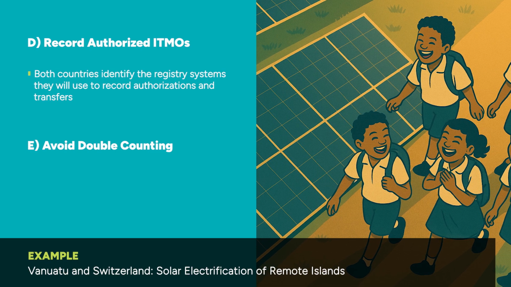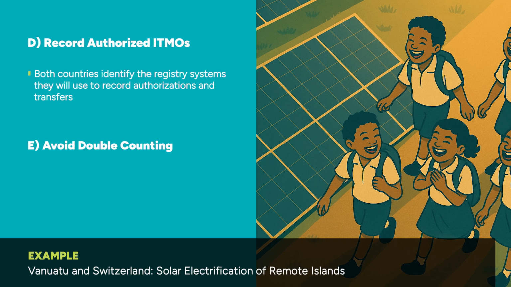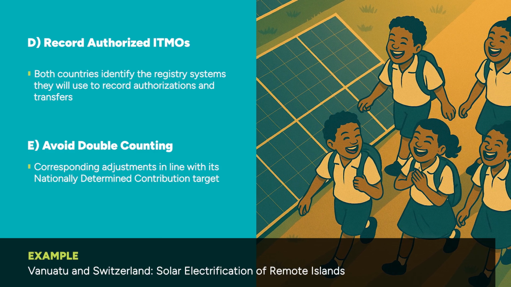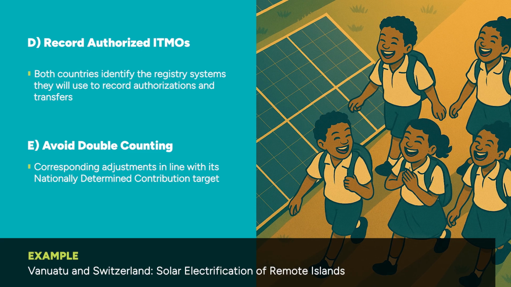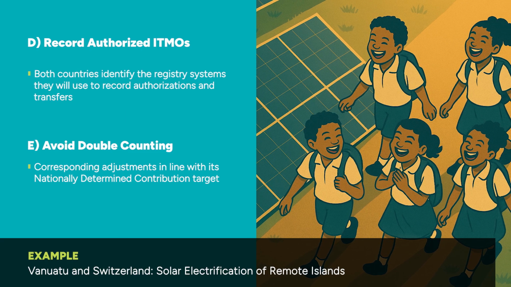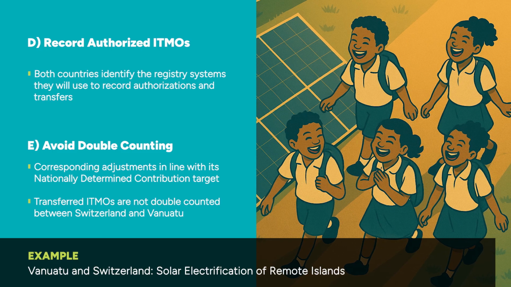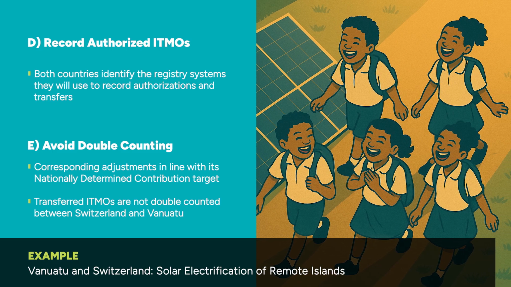E. Avoid double counting. Each country committed to applying the appropriate method for corresponding adjustments in line with its nationally determined contribution target. This ensures that transferred ITMOs are not double counted between Switzerland and Vanuatu. This example shows how clear procedures and official documentation between parties can enable credible and transparent cooperation under Article 6.2.